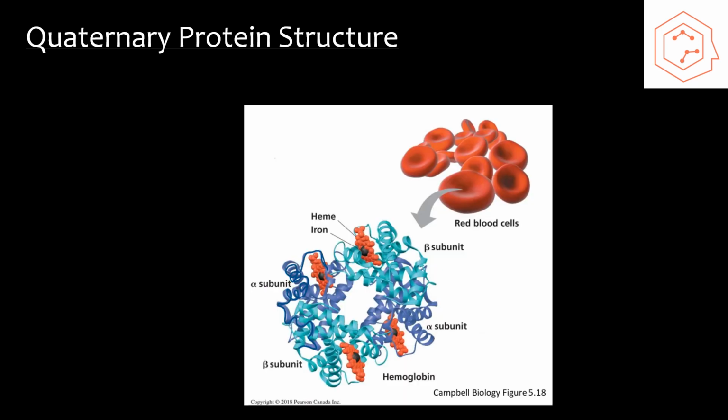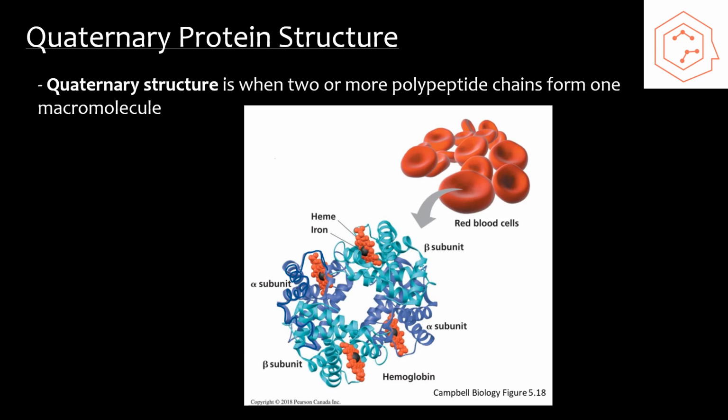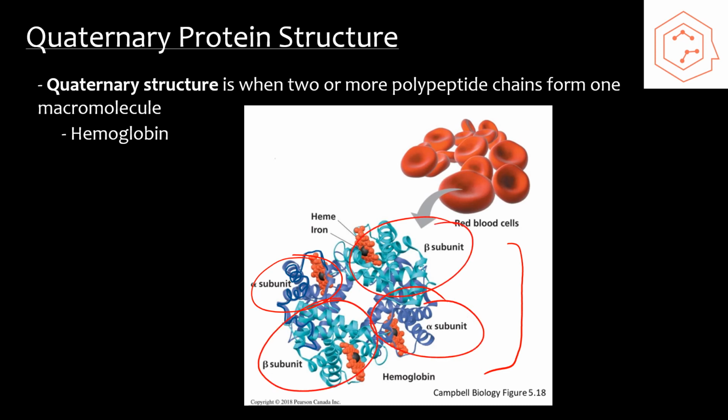A quaternary protein structure refers to two or more polypeptide chains that come together to form one large macromolecule. So this over here is hemoglobin, this molecule right here. This is hemoglobin, and it consists of 4 polypeptides, so 4 subunits. So you have 2 alpha subunits, and you have 2 beta subunits here.